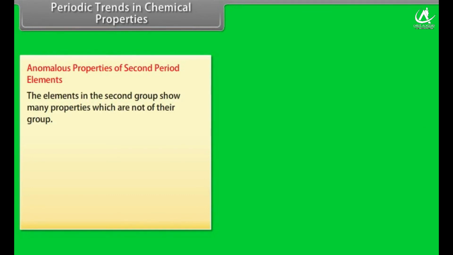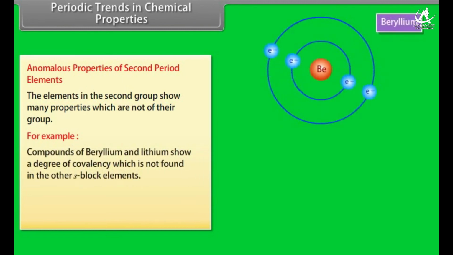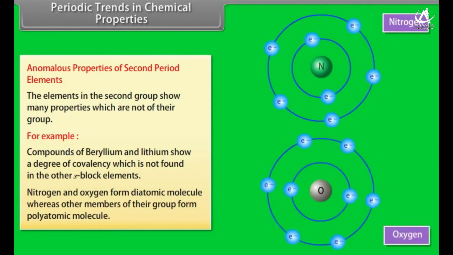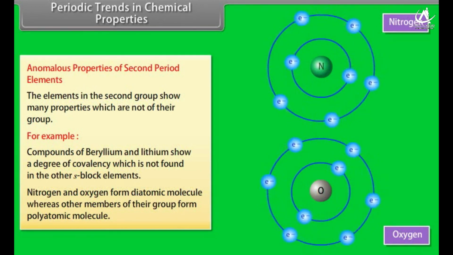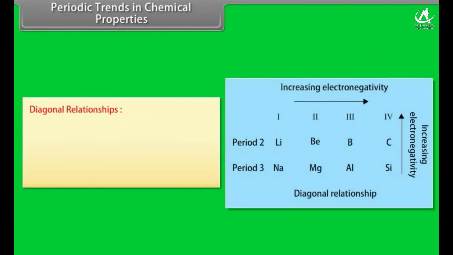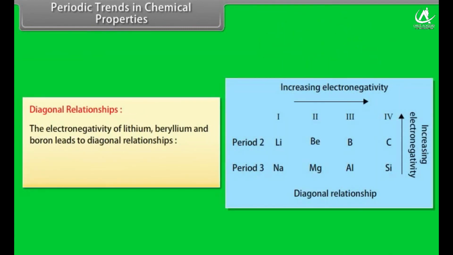Anomalous properties of second period elements. The elements in the second period show many properties which are not found in their group. For example, compounds of beryllium and lithium show a degree of covalency which is not found in the other s-block elements. Nitrogen and oxygen form diatomic molecules, whereas other members of their group form polyatomic molecules. Diagonal relationships. The electronegativity of lithium, beryllium and boron leads to diagonal relationships. Lithium is strikingly similar to magnesium, beryllium to aluminum and boron to silicon.